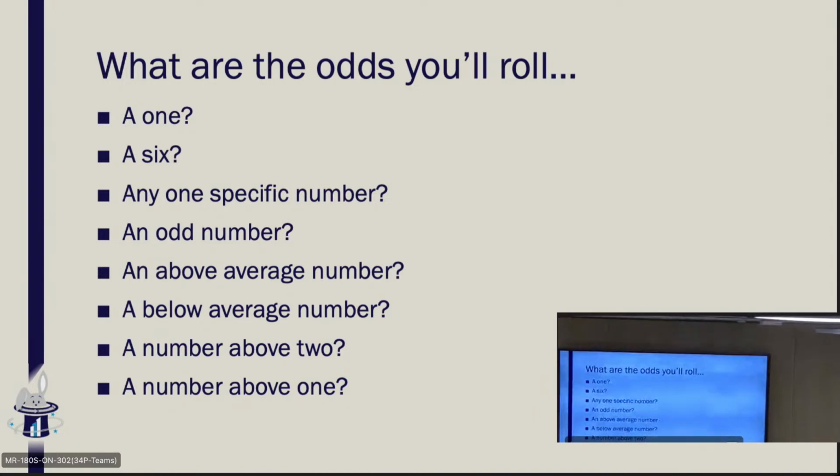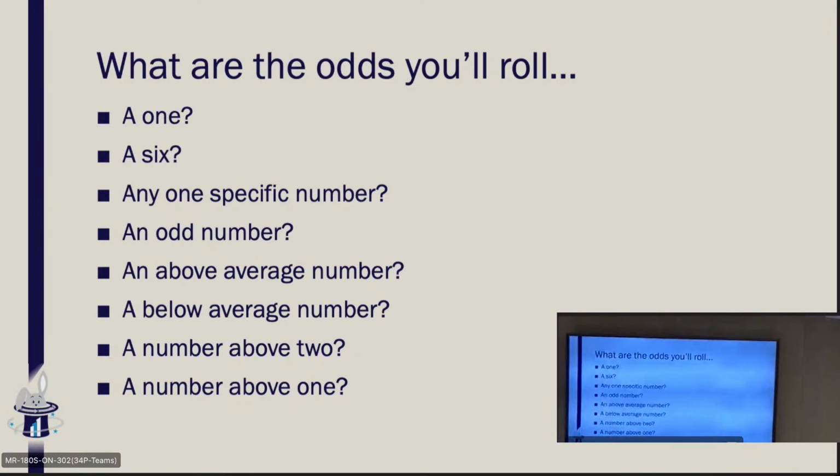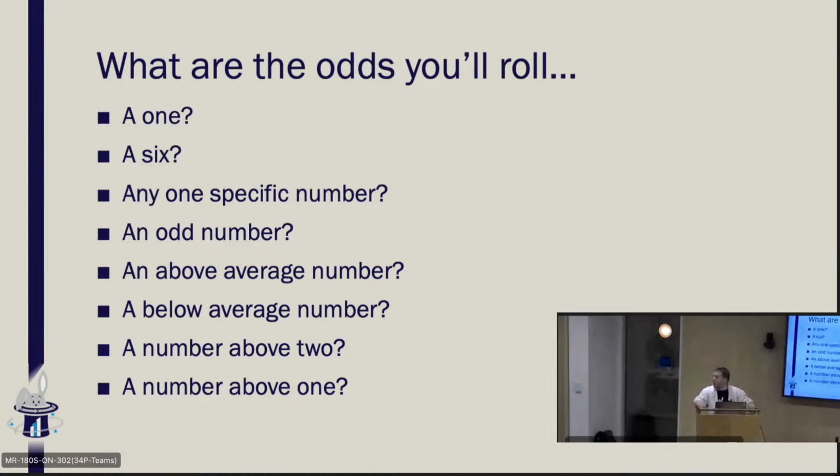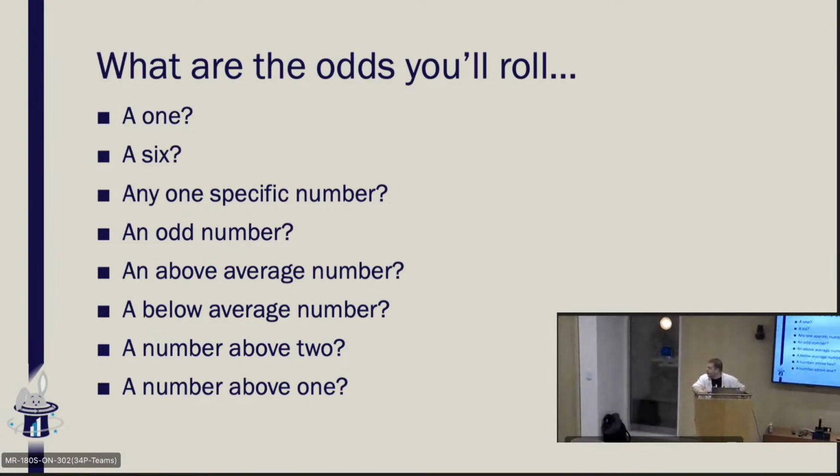What about rolling a number above average on a D6? What's the average on a D6? 3.5. So what are the odds I'm going to roll over that? 1 out of 2. It's 50%, right? Because an above average number would be 4, 5, and 6. A below average number would be 1, 2, and 3. So it's still a 50-50 chance. 50% chance I'm going to roll over, 50% chance I'm going to roll under. Averages are funny that way.